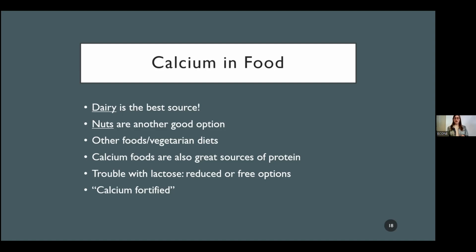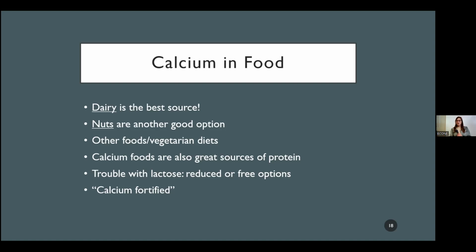Good sources of dairy, we'll circle back. Good sources of dairy would be milk, yogurt, cheese, even ice cream has calcium. So calcium foods are also great sources of protein. As I said, protein, vitamin D, calcium all go together.